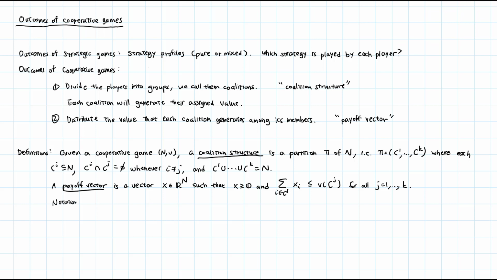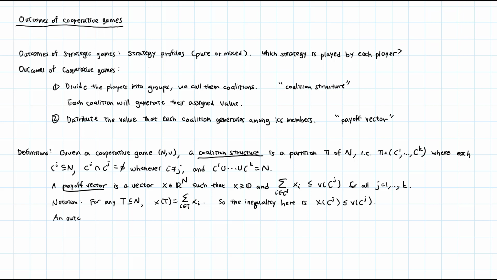As a notation, for any T that is a subset of N, we write x of T to be the sum over the members i of T, the values x_i. So the inequality here can be rewritten as x of C_j is less than or equal to v of C_j.